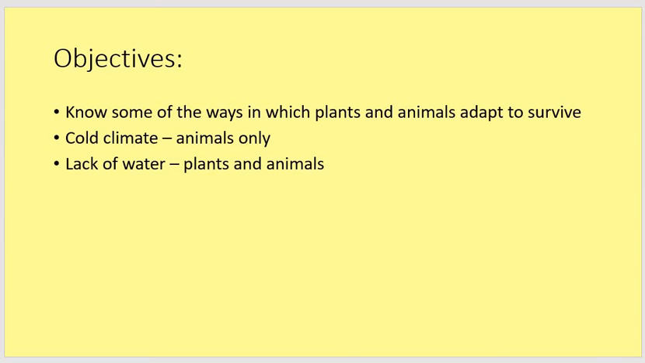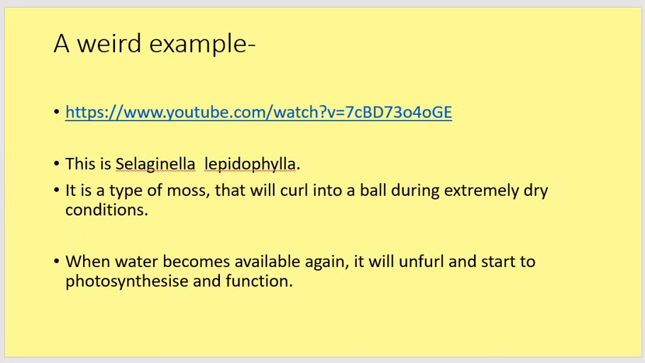We've got 3 objectives in this lesson: knowing some of the ways in which plants and animals adapt to survive, understanding that cold climate is something that only animals adapt to survive in, and knowing that lack of water is something that both plants and animals have adaptations to survive. We're going to start off with plants, so here we go.